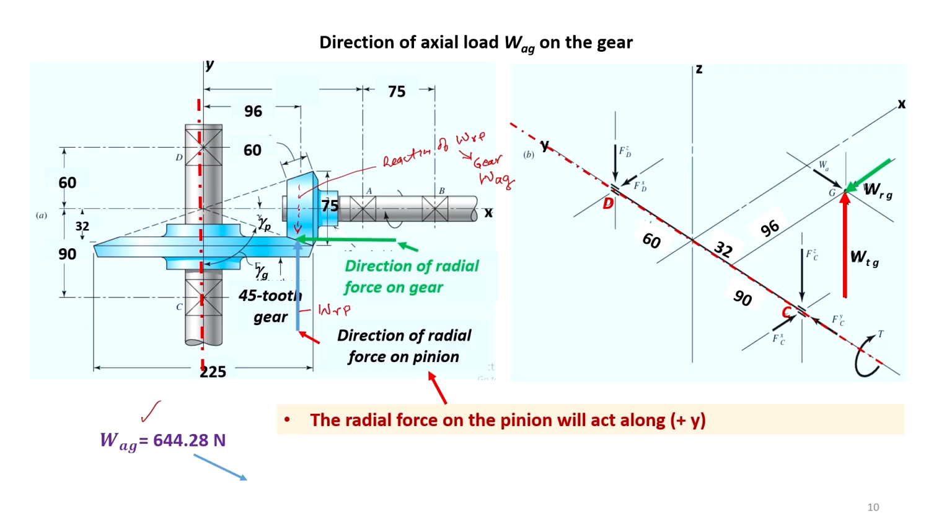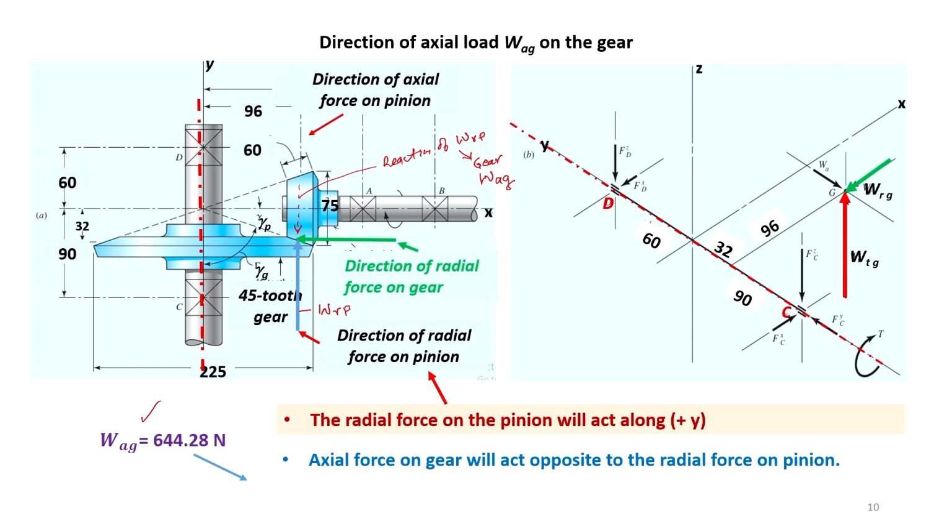So, this is giving you the direction of the axial force on the gear, and that will be opposite to the direction of radial force on the pinion. Axial force on gear will act opposite to the radial force on pinion. This is shown here. Therefore, axial force on the gear will act in the negative y direction, this one.